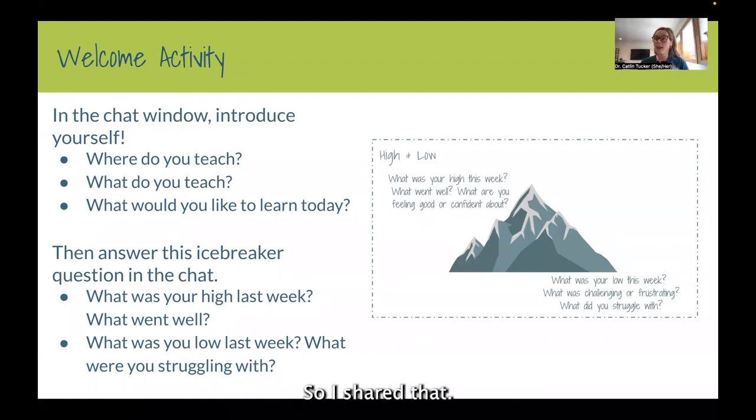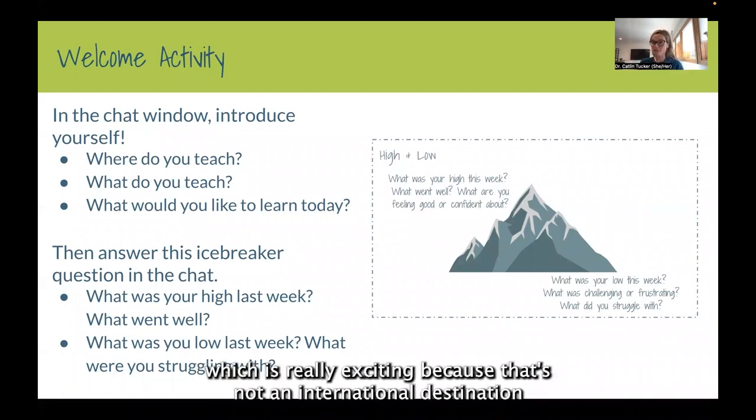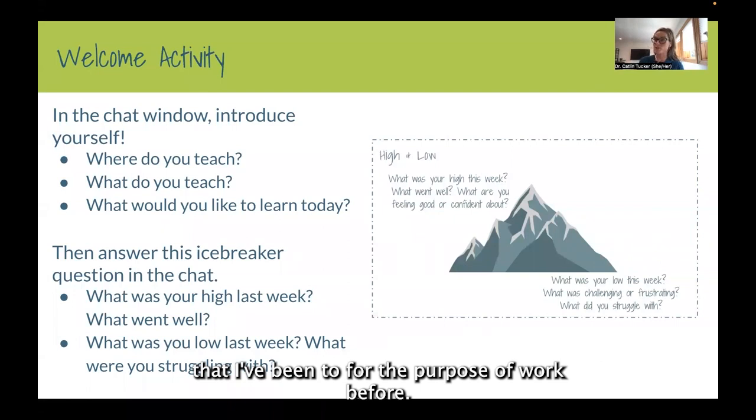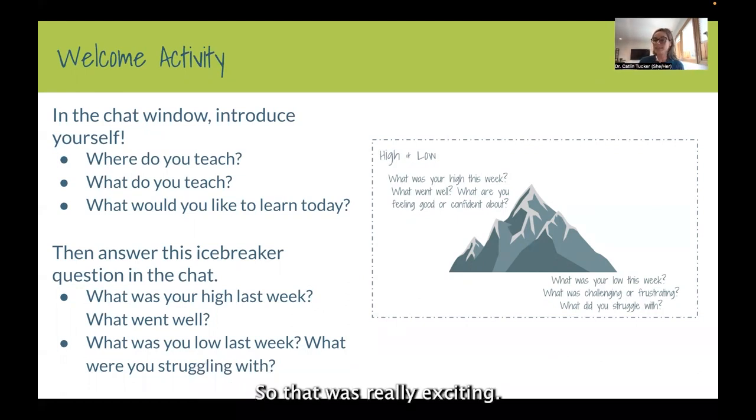I shared that I just found out I'm going to get to work with educators in Thailand this year, which is really exciting because that's not an international destination that I've been to for work before. It's always exciting to get to travel and work with new people in different countries. So that was really exciting.